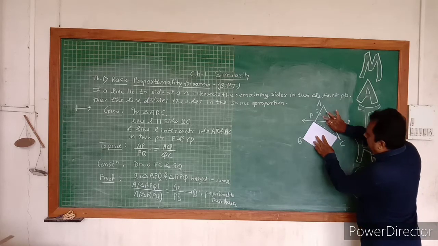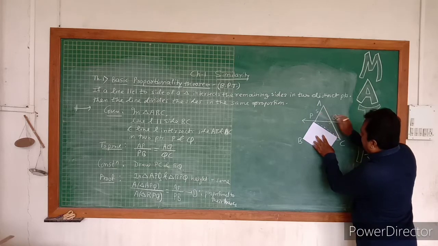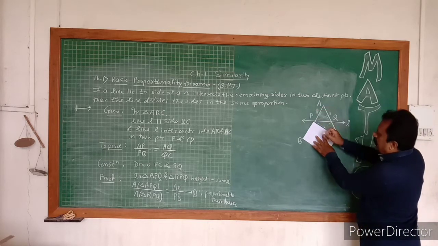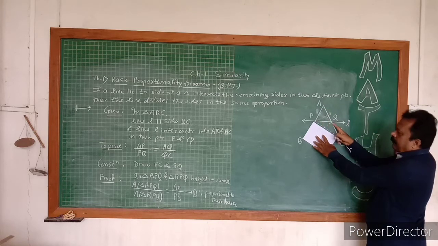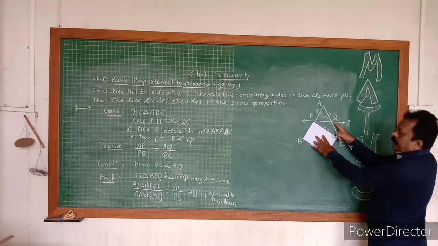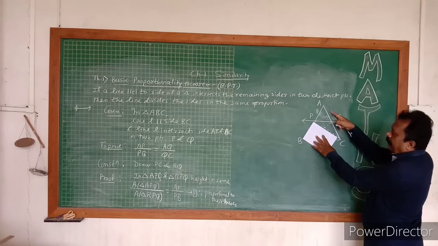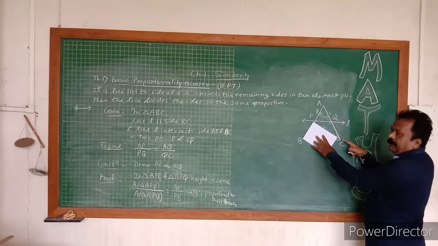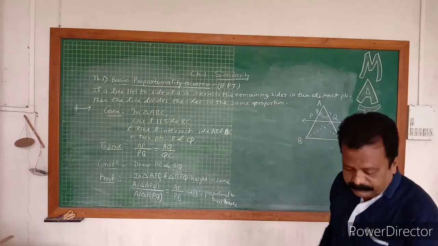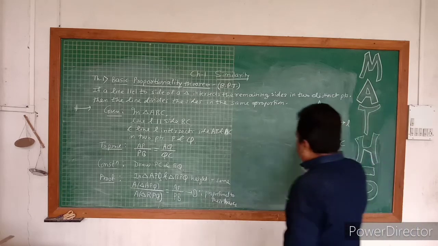Then what will happen? If you draw a perpendicular from point P to side AC, suppose it meets at S. Then PS is the height of triangle APQ and PS is also the height of triangle PCQ. So the height is the same, then the ratio is proportional to their bases. The same rule we use here, for the ratio of areas of two triangles.